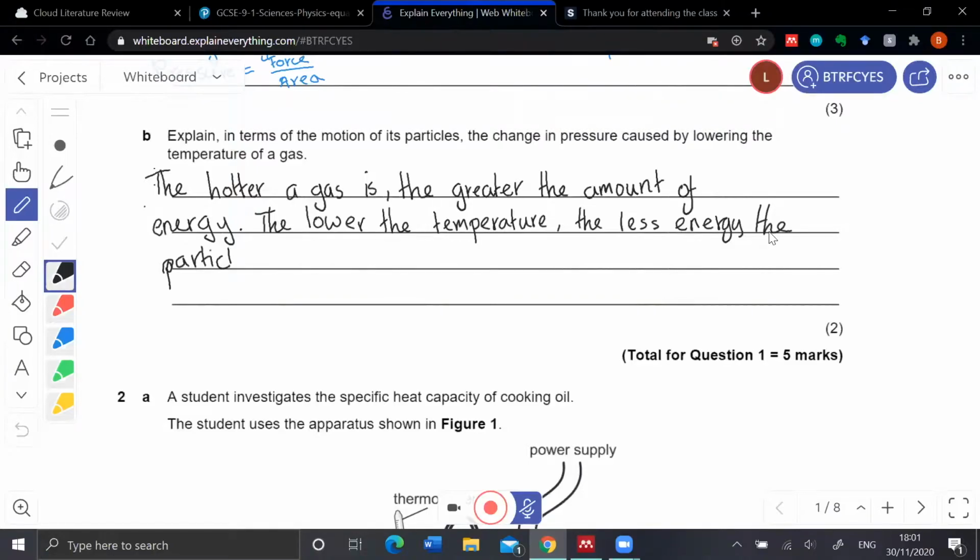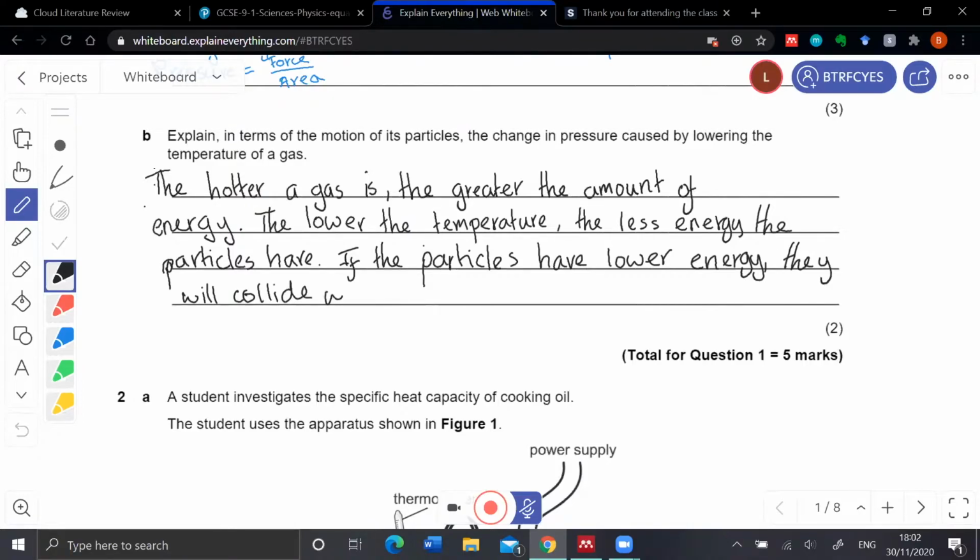If the particles have lower energy, they will collide with less force, lowering the pressure.